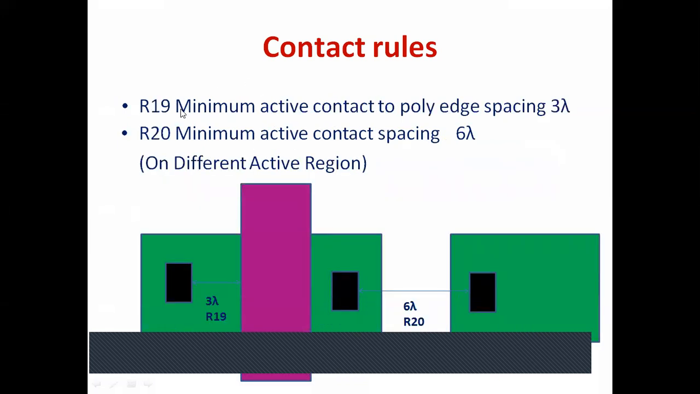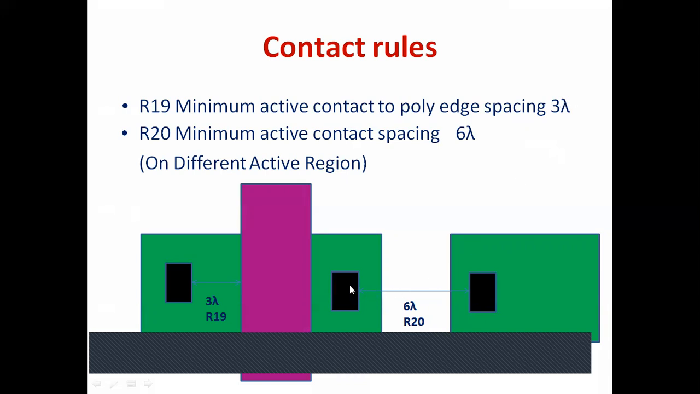Now contact rules. So R19, you know that this is active area, and this is polysilicon gate. This is forming the gate. And we take contact here. This might be source contact or drain contact. So this is contact edge and this is polysilicon edge. What should be the minimum spacing? That spacing has to be 3 lambda. So R19 is minimum active contact to poly edge spacing, 3 lambda.